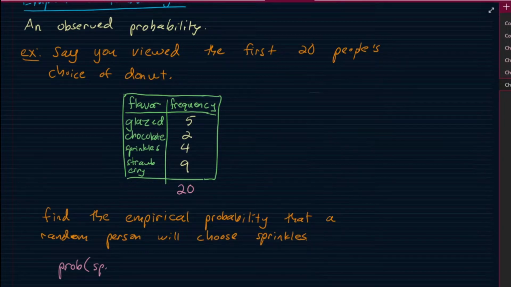So it's pretty much the same formula, just favorable over total. So the probability that somebody chose sprinkles: out of the 20, how many of those 20 choices are favorable to somebody picking sprinkles? Well, that's 4. And what's the total number of outcomes that we observed? Well, 20. So we end up getting 4 over 20, which is 1/5, aka 20%, right? 0.2 or 20%. And that's pretty much empirical probability. It's talking about some sort of experiment and the probability of something happening based on that experiment.